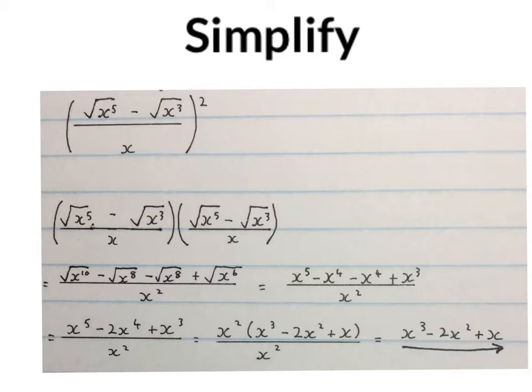Then we will cancel. X to the power of 2 goes in itself once, and x to the power of 2 goes in itself once. And that leaves us with the final answer, x cubed minus 2x squared plus x. Please stop the video and get your brain around this problem.